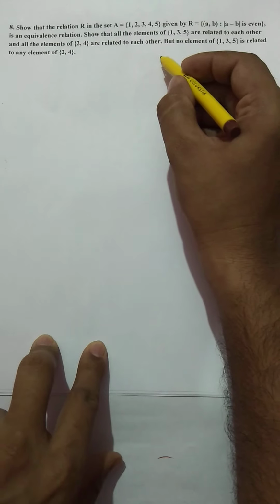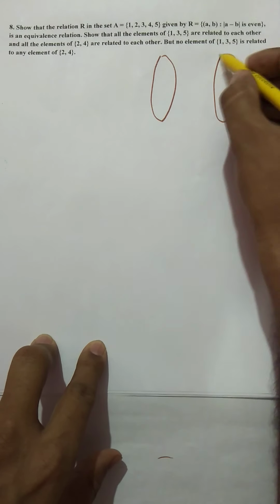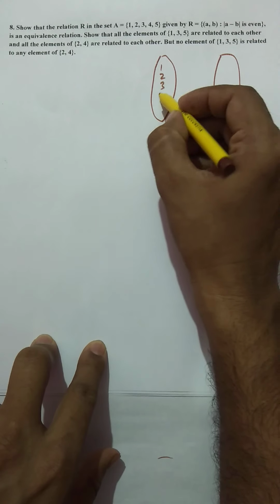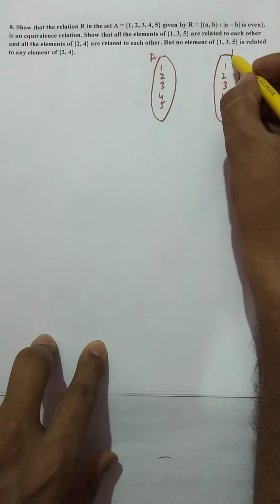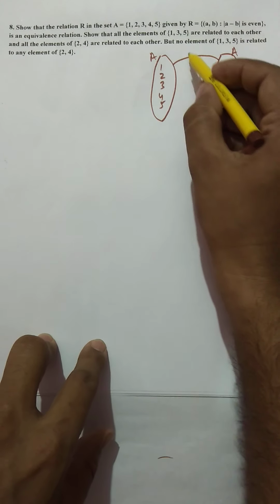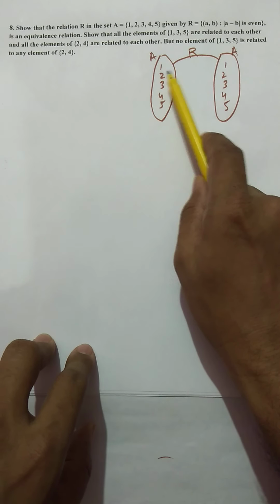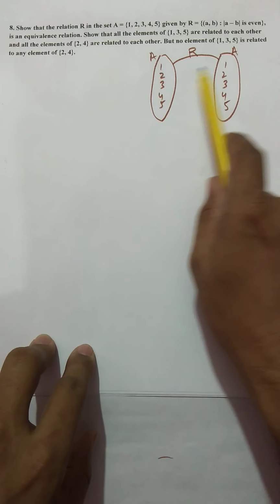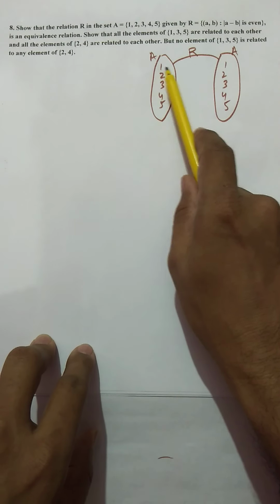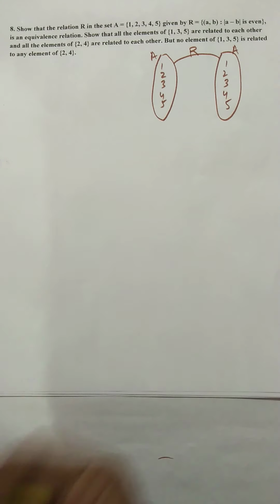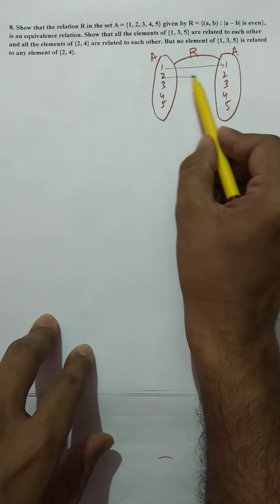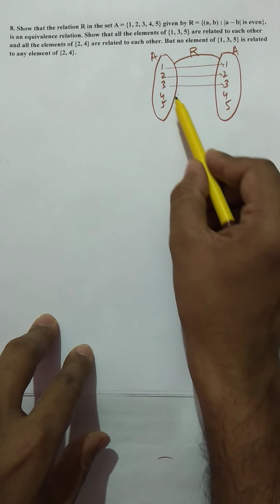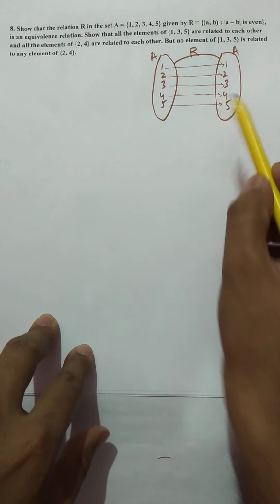Now you can see this: if I draw the arrow diagram, then you can get an idea. This is 1, 2, 3, 4, 5, and here also 1, 2, 3, 4, 5. This relation is from A to A. This is your relation R. So now you see whether 1 will have some relation with 1. We have to see that 1 minus 1 is 0, and 0 is even. So 1 is related to 1, similarly 2 is related to 2, 3 related to 3, 4 related to 4, and 5 related to 5.